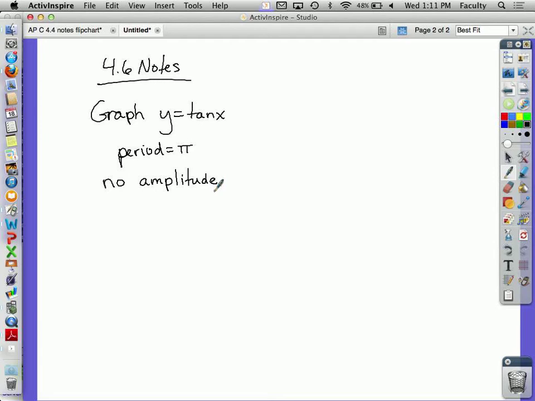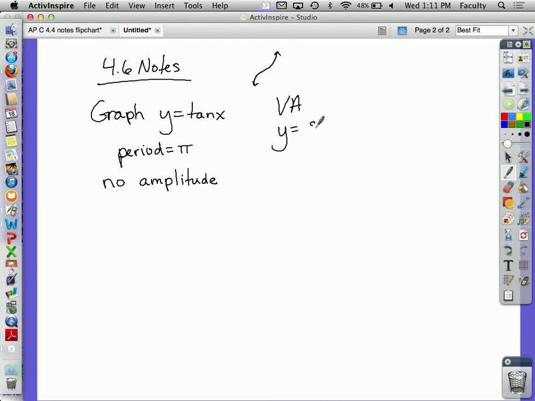But it's a distance. So if you remember last year, do you remember tangent? When we actually do this, tangent went forever and ever up and forever and ever down. So it doesn't make any sense to say that it's half a distance of infinity. Okay, a plus infinity and a minus infinity. So there's no amplitude.